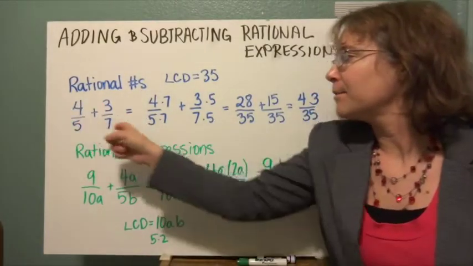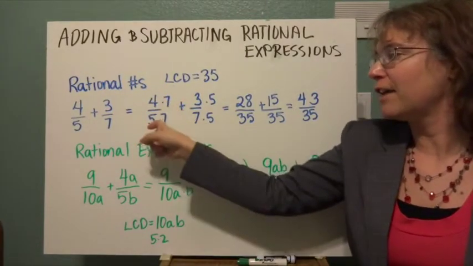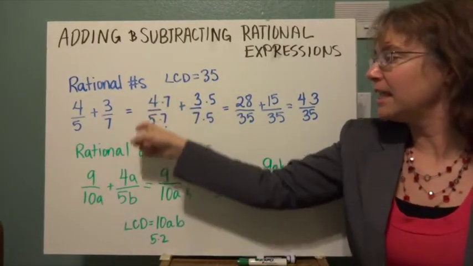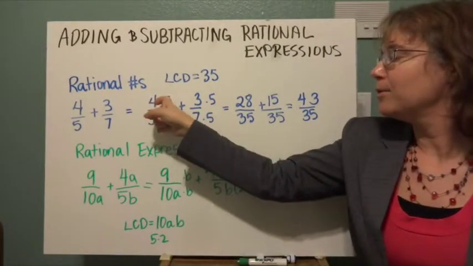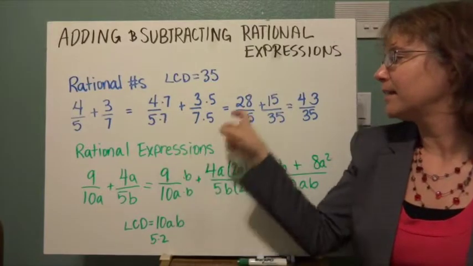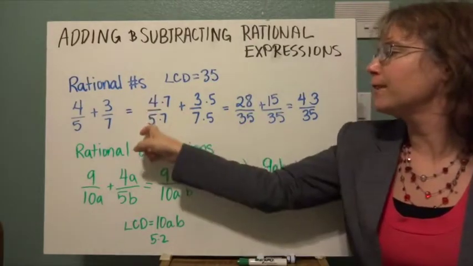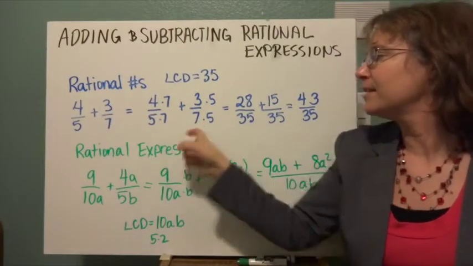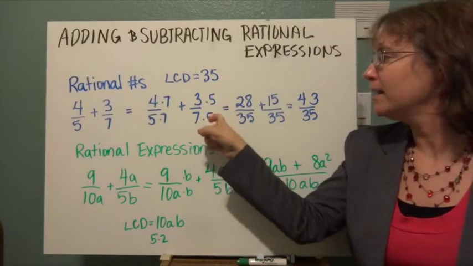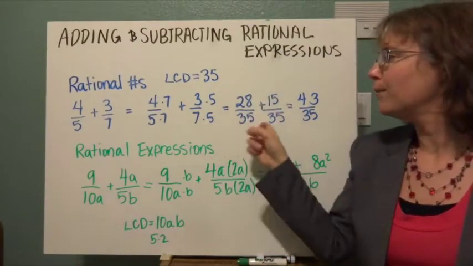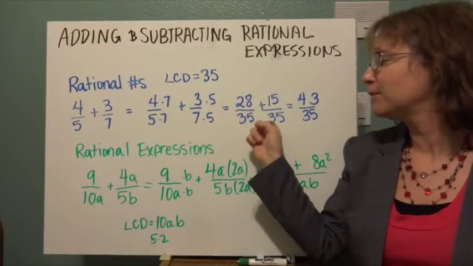So 4/5 I'm going to multiply by a special one, 7 over 7. I'm not changing the value of 4/5, I'm just making it a different representation of 4/5. So multiply the numerator by 7 and the denominator by 7, and I will get 28/35. That's equivalent to 4/5. Same thing with 3/7. I multiply by a special one, 5 over 5, that's just 1, and this is a different form of 3/7. 3 times 5 is 15, 7 times 5 is 35.